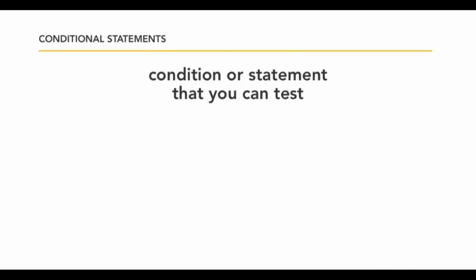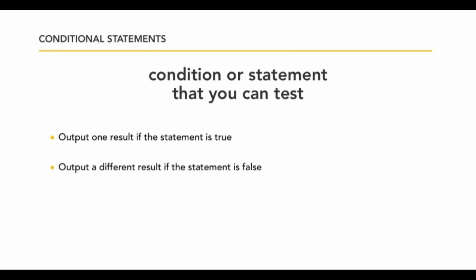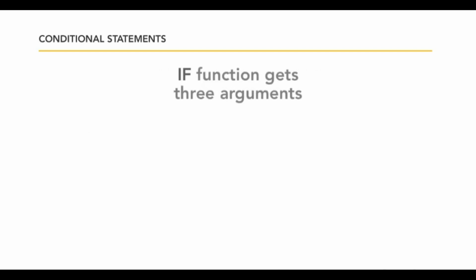Sometimes you want the value that's displayed in a cell to depend on a condition that's happening somewhere else. This is where you use a conditional statement. Then it's a statement that you can test. And the way it works is that you output one result if that statement is true, and you output a different result if that statement is false. And to do this, you use the IF function.